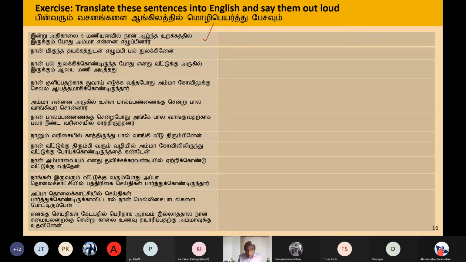நான் குளிப்பதற்காக துவாயை எடுக்க வந்த போது, அம்மா கோவிலுக்கு செல்ல ஆயத்தமாக கொண்டிருந்தார். May I try first? Okay, you want to try first. My mom was getting ready to go to temple when I was coming to take the towel to bath.